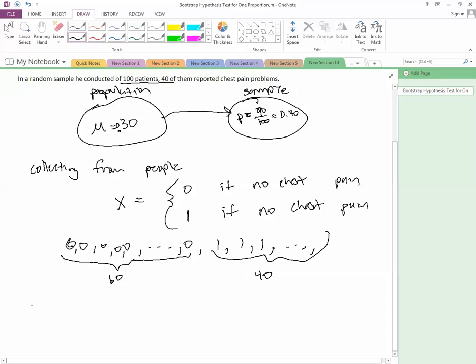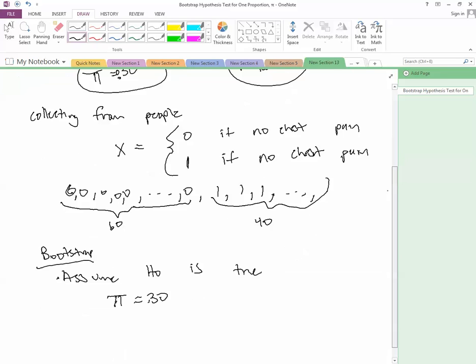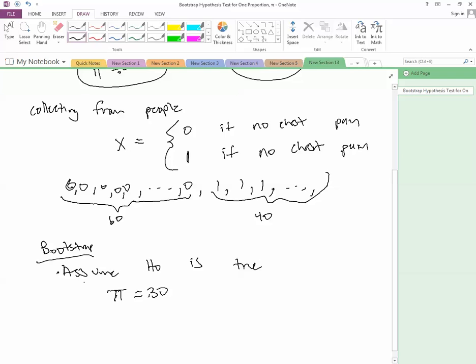Well, it's going to go by way of bootstrap. So here's what we're going to do. Assume H naught is true. That is, in other words, that pi is equal to 30%. And see, I did it over here. I said I wasn't going to use mu, and I did it anyway. Just a bad habit. So pi is equal to 0.30. That's the symbol, and this is just a Greek p. This is an English p. So we want to test whether H naught, pi, is still equal to 0.30, that 30% of patients come in with chest pain.